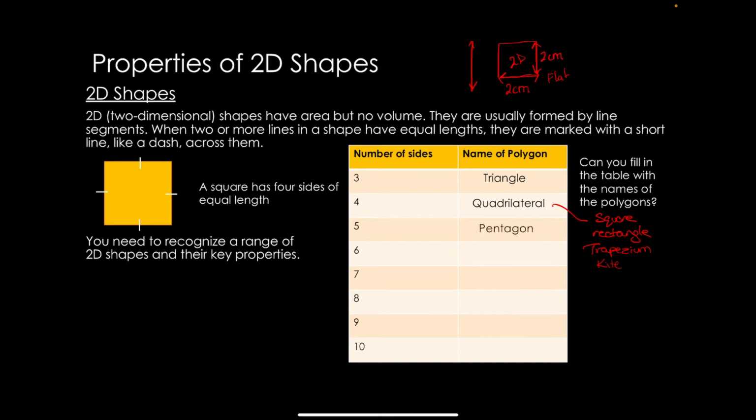A five-sided shape is called a pentagon. Six-sided shape is called a hexagon. Seven-sided shape is called a heptagon. Eight-sided shape is called an octagon, 9-sided is a nonagon, and 10-sided is a decagon. You won't really have to remember too many, there's not lots of different types of decagon, so you haven't got to remember loads of those, but there will be quite a few of these you're going to have to learn.